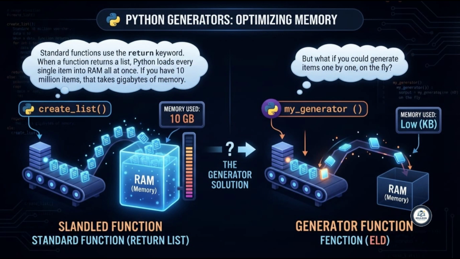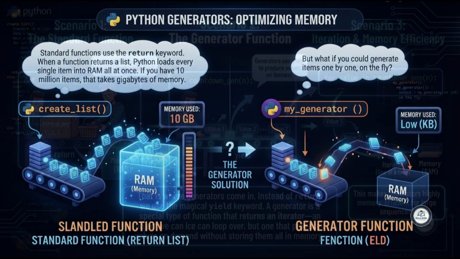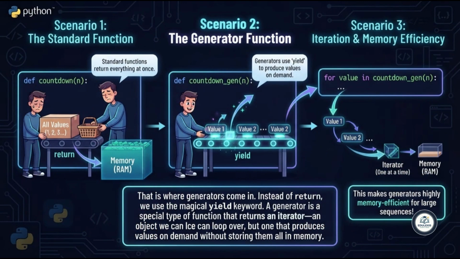Standard functions use the return keyword. When a function returns a list, Python loads every single item into RAM all at once. If you have 10 million items, that takes gigabytes of memory. But what if you could generate items one by one, on the fly? That is where generators come in.